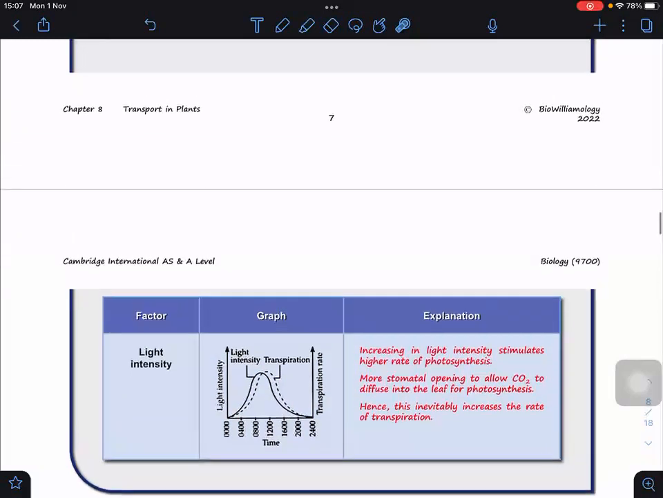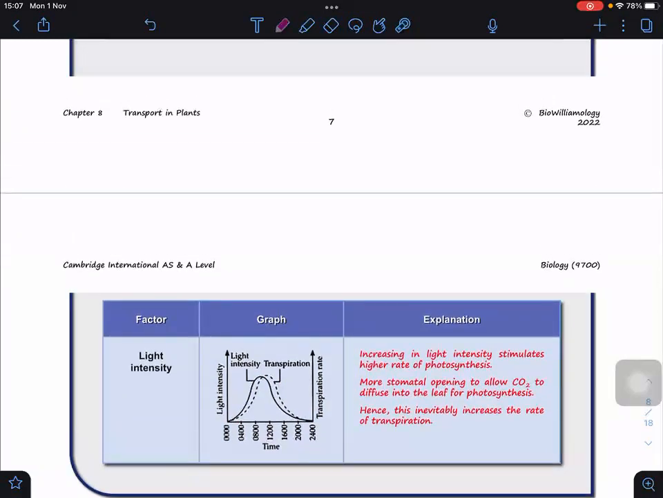So in general, let me summarize. First of all, when you increase the humidity, it decreases the rate of transpiration. When you increase the temperature, we increase the rate of transpiration. If we increase the wind speed, we increase the rate of transpiration, and we also increase the light intensity.